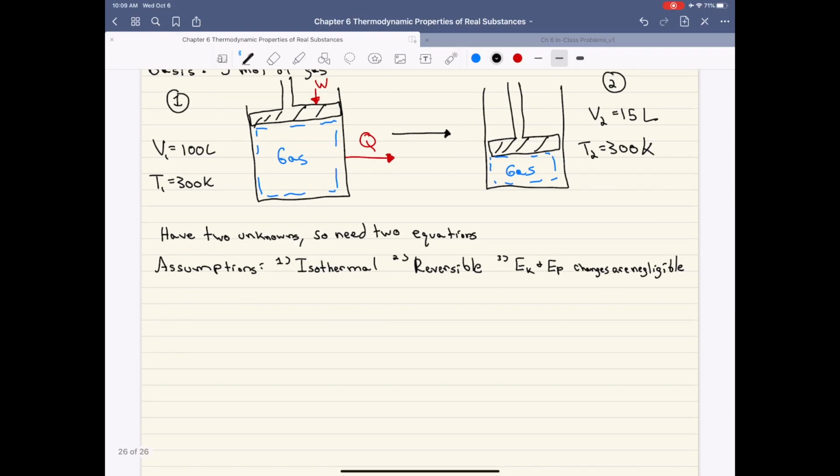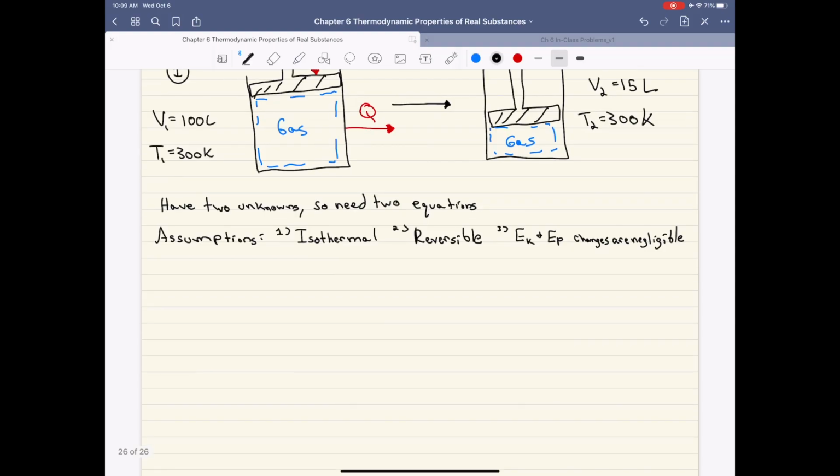All right. And so now that we made our assumptions, let's start applying our balances. So for the material balance, it's fairly straightforward. No reaction. And it's a closed system, no input-output. So that tells us that the initial amount of moles is equal to the final amount of moles, which we'll just call N, and that value is 5 moles.